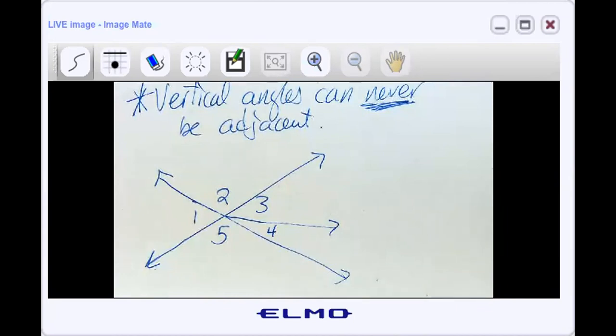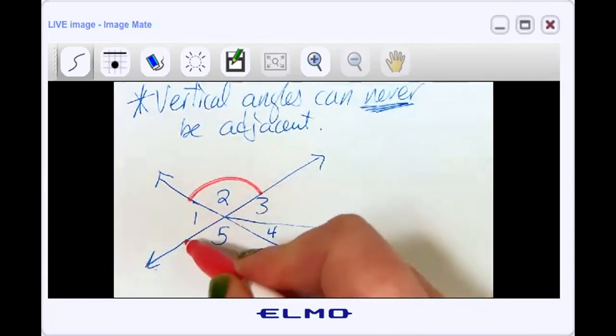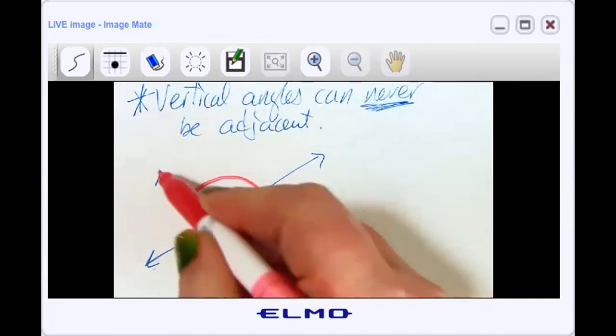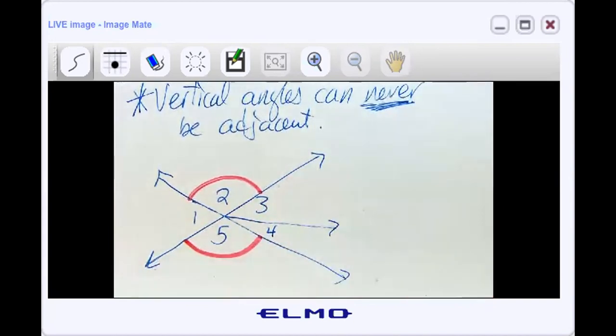Speaking of 2, that's one of them. So angle 2 would be vertical to angle 5. See that? See how their sides make that nice X? They're right across from each other. They share a common vertex. They have everything that I need.